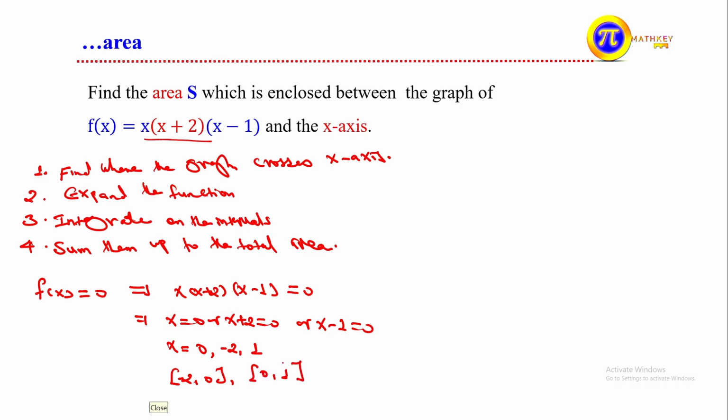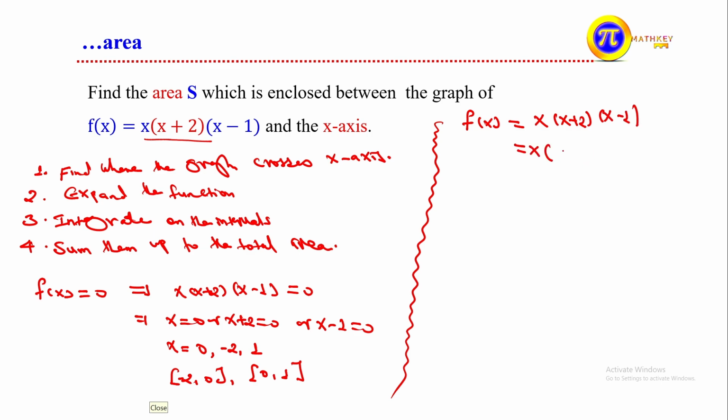We have two intervals. On these intervals, we must expand our function and see what the value looks like. When we expand this, f of x equals x times (x plus 2) times (x minus 1). This means x times x is x squared, x times minus 1 is minus x, plus 2 times x is 2x, and 2 times negative 1 is negative 2. Expanding again, this equals x cubed plus x squared minus twice x.